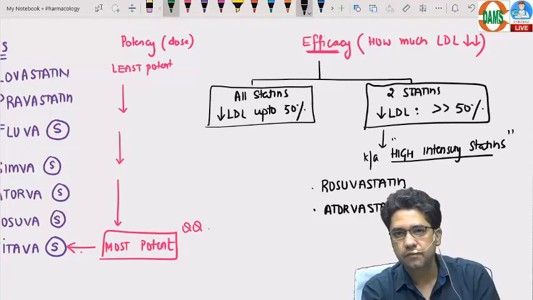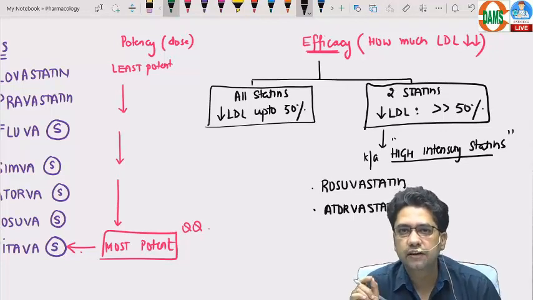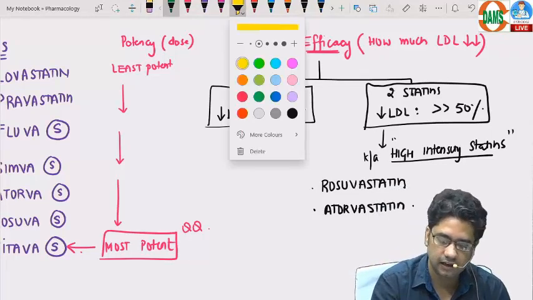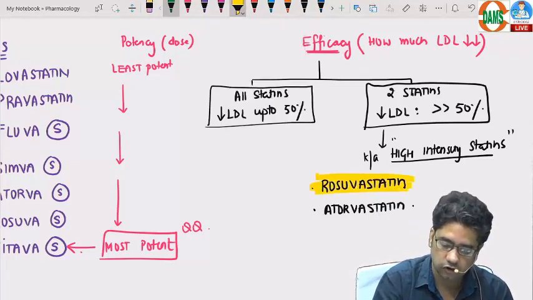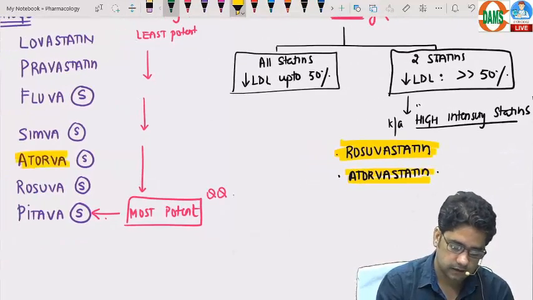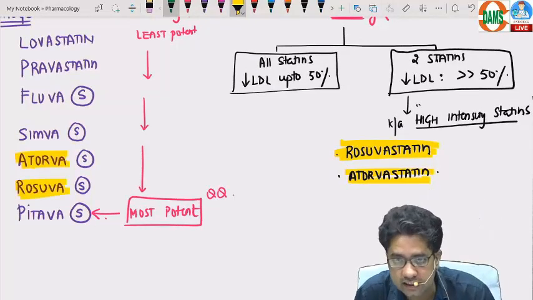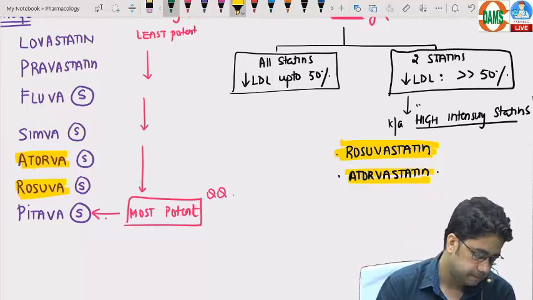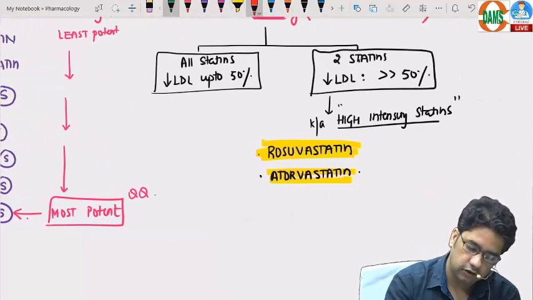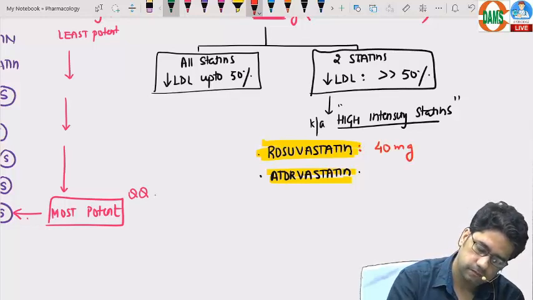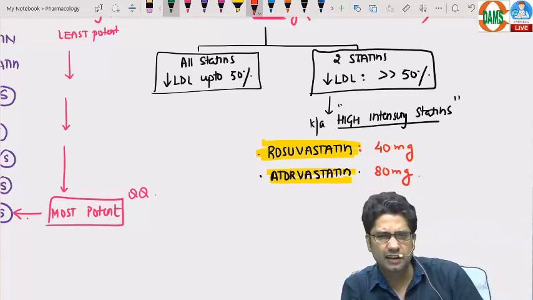So tell me, which is the most efficacious statin? सबसे ज्यादा इफेक्टिव कौन से हैं? मार्केट में जाओगे यही मिलेंगे और कोई नहीं मिलेगा ज्यादातर. रोजुवा एंड एटोरवा. But are they most potent statin? No. Most potent will be pitavastatin. Done. What is the dose? कुछ याद आ रहा है? कहीं लिखा था?